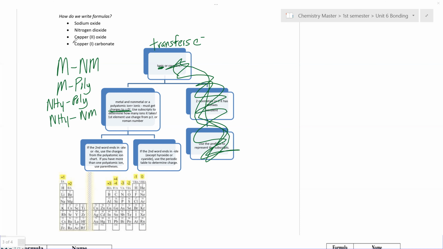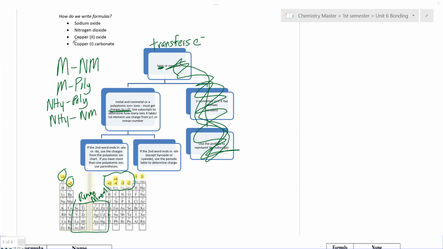And then you're going to do your charges. Remember, you have your charges here. So like group 1 is +1, group 2, and then all your charges here. And then we learned before break that these charges down here change. These are the ones where you get the Roman numerals, and we'll go over that again.